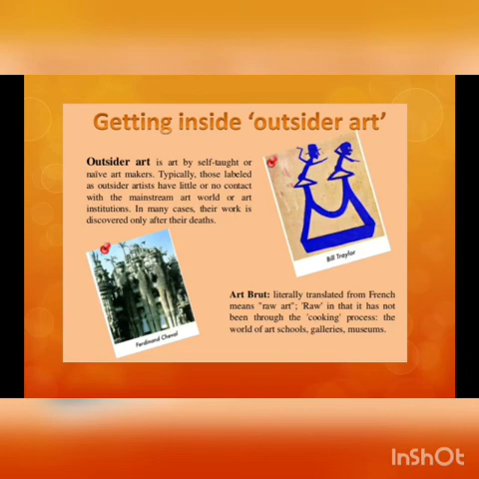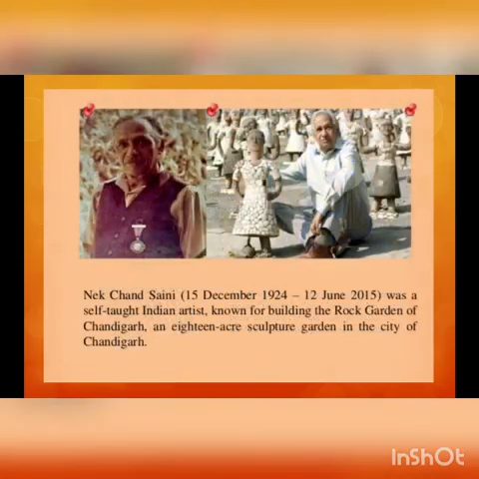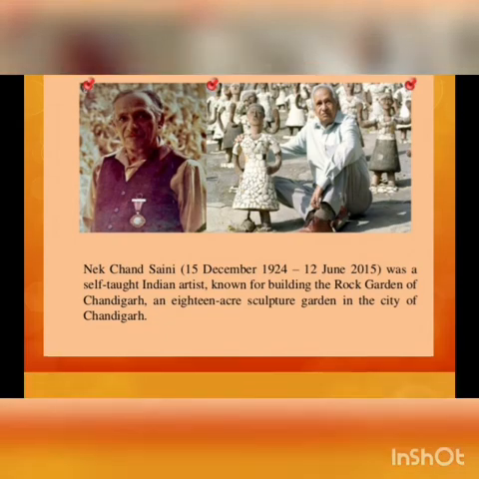So to represent such type of outsider art or art brut, you are given information about this person called Nek Chand Saini. So he was very famous for building the rock garden of Chandigarh. He was a self-taught Indian artist and he created an 18-acre sculpture garden in the city of Chandigarh.